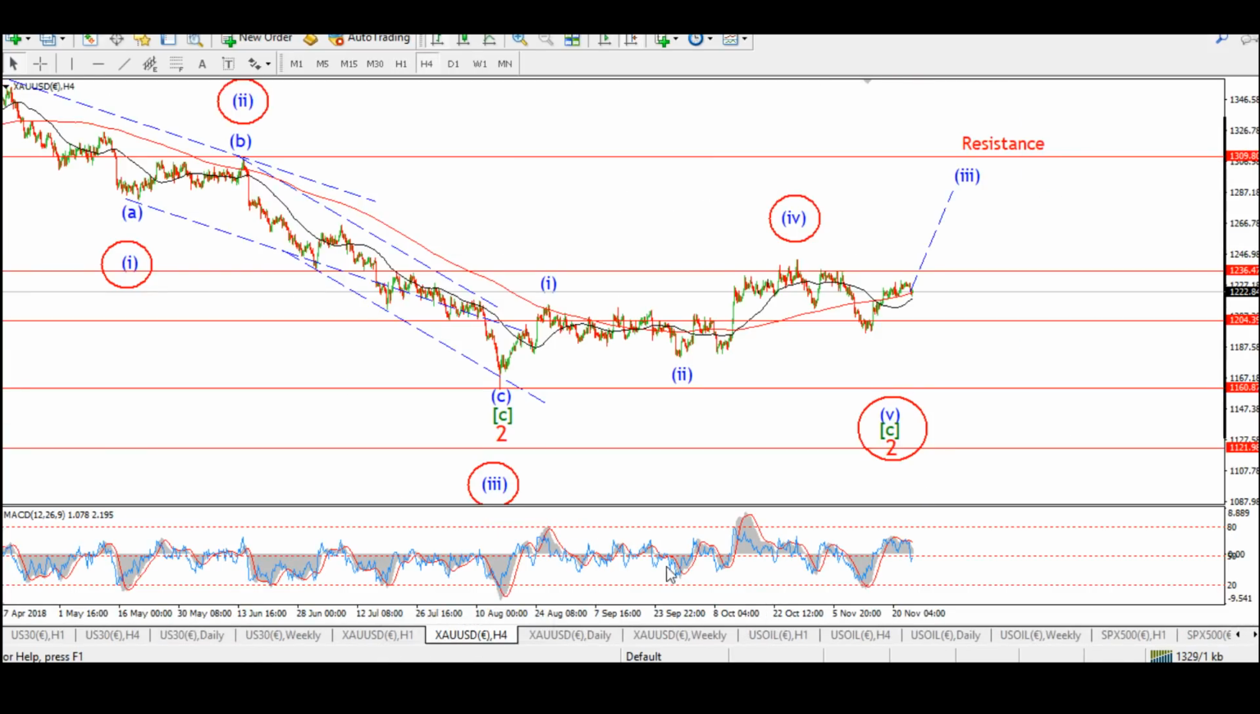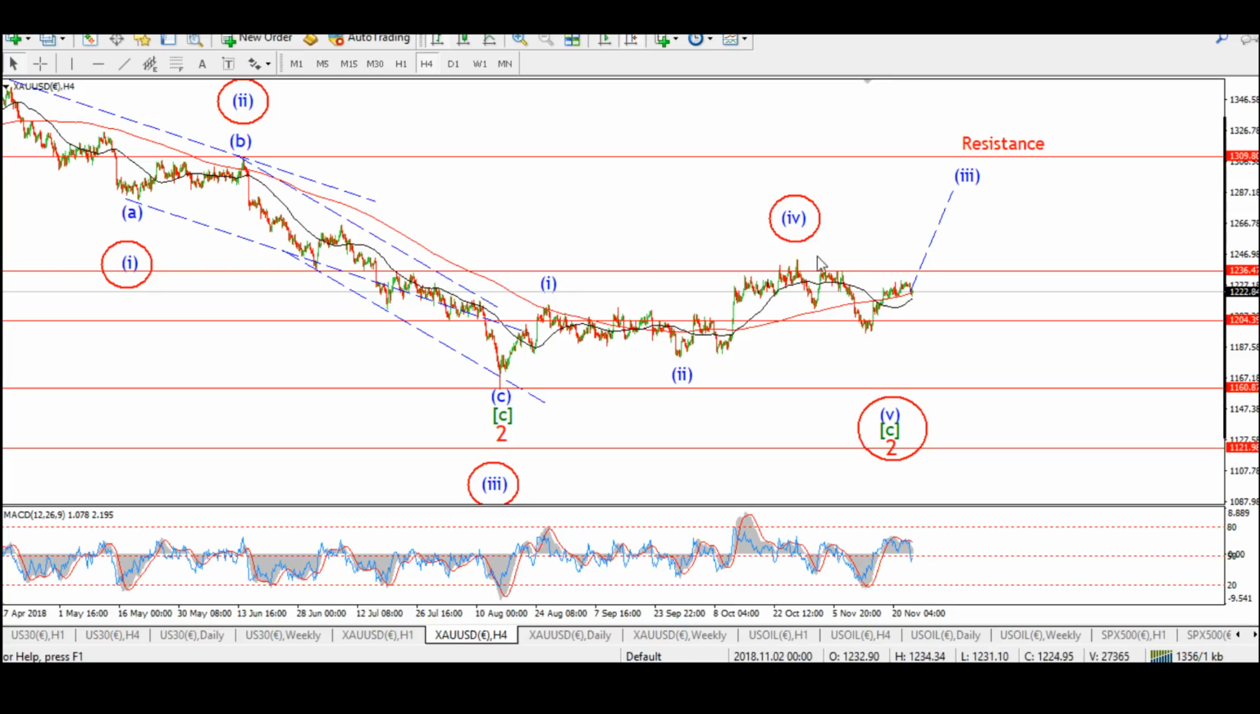Okay, so here is gold. The 4-hour gold. I think we're looking pretty good in gold. I have an alternate count here, still sitting in the background, but it is declining in probability every day, mainly because of this structure here, which is a clear ABC three-wave structure, and we've got a nice bounce off that again.